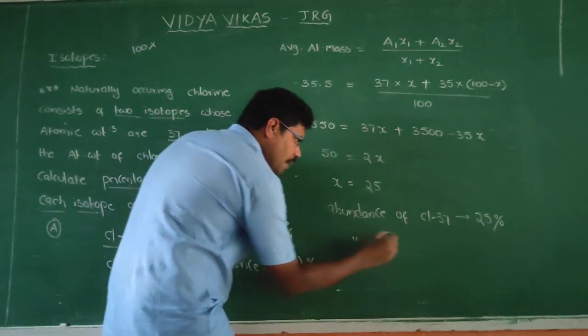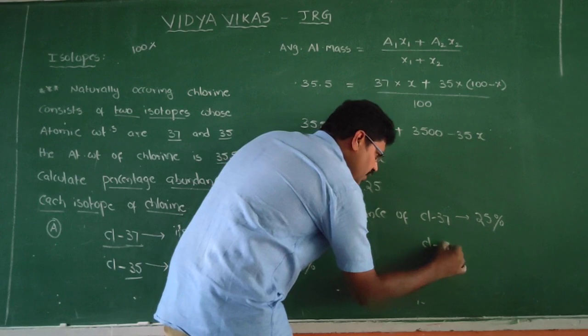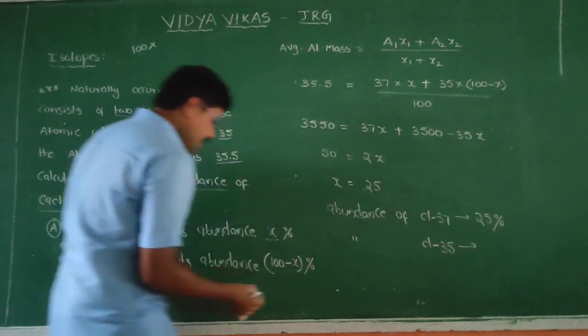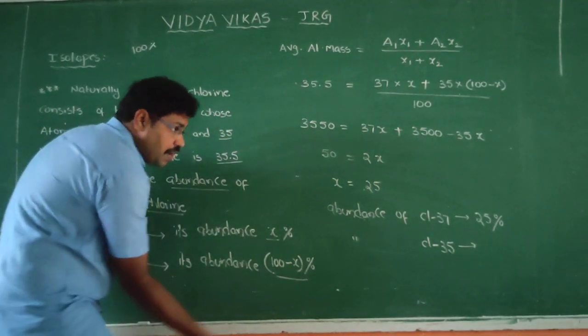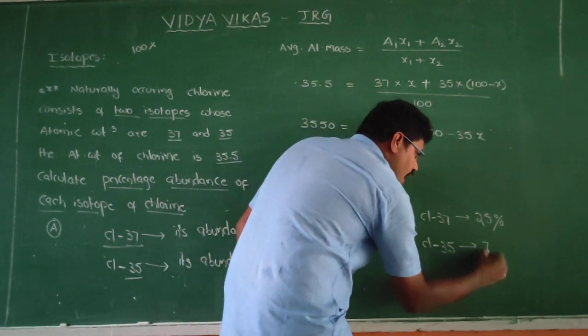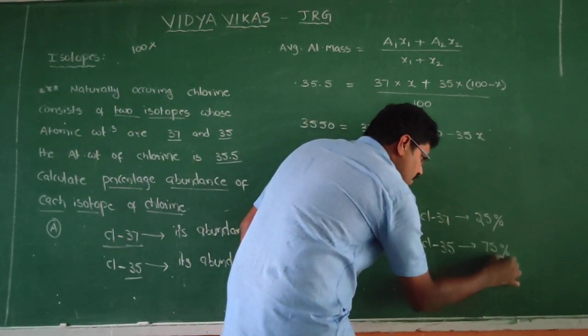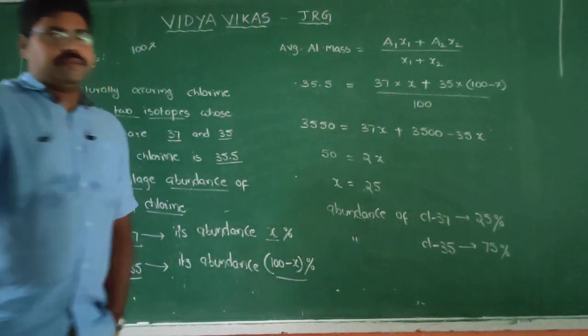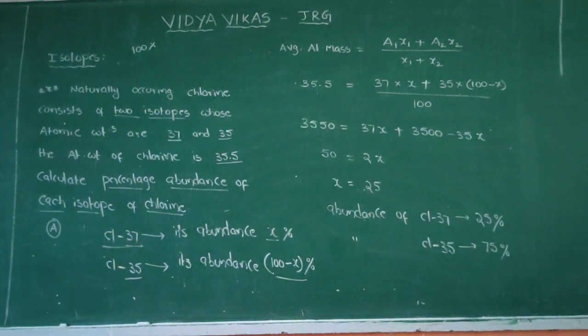What about the abundance of chlorine 35? It is 100 minus x, dear students, 100 minus x means 100 minus 25, 75%. Keep in mind, students, and that is absolutely 75%. Keep in mind.